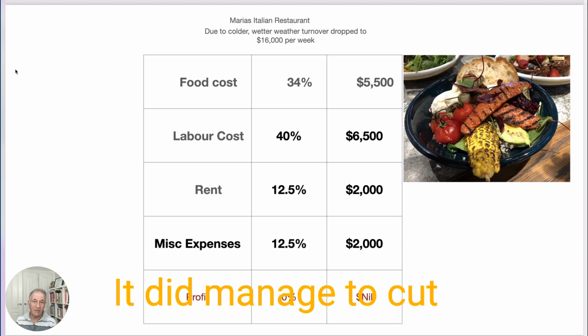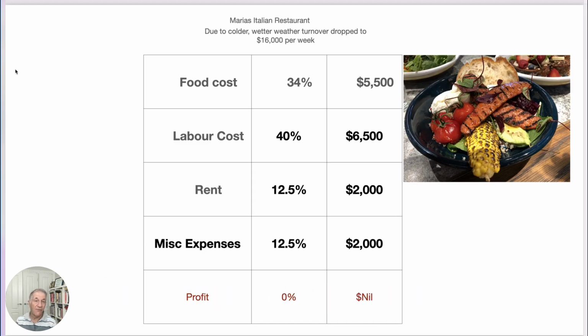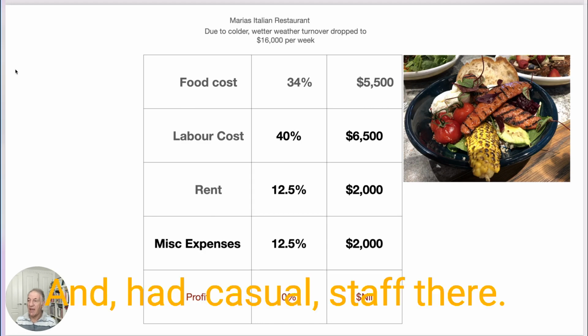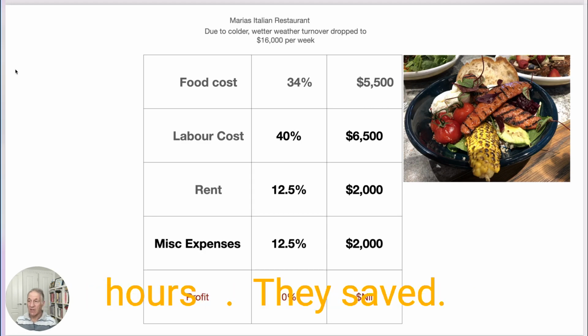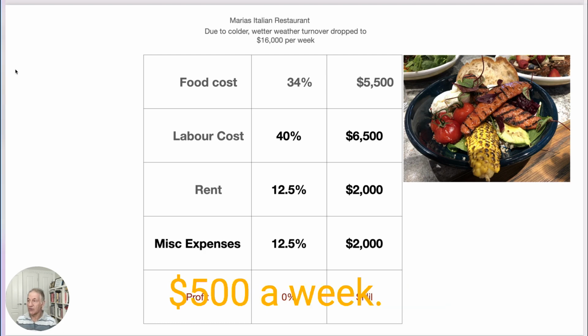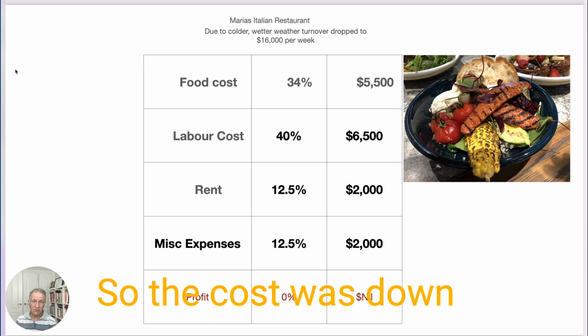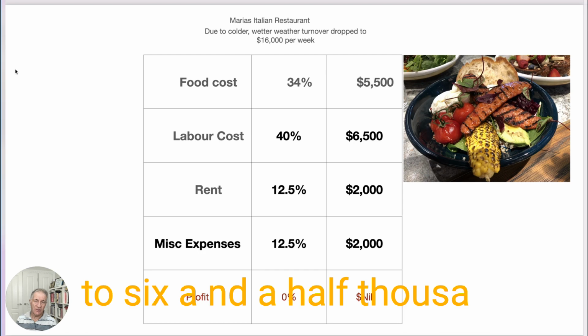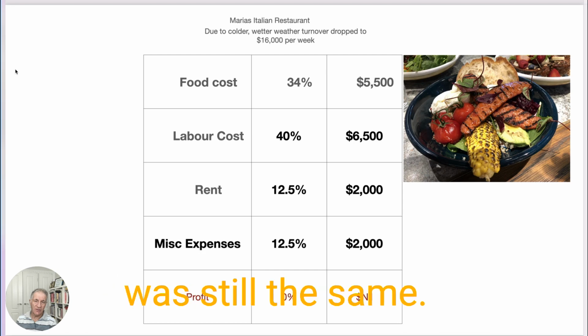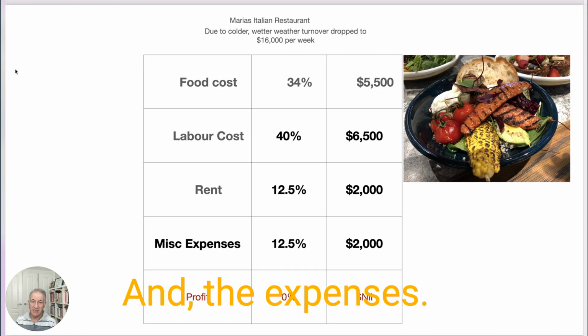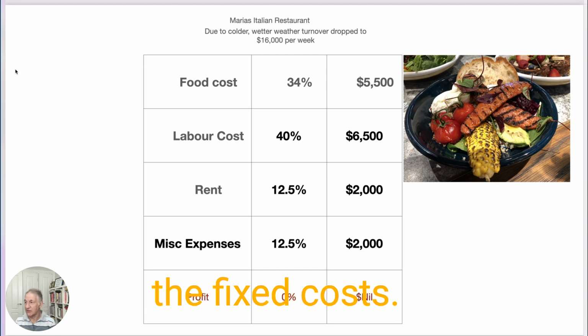They did manage to cut back their purchases by $500 a week, and had occasional staff where they could reduce hours. They saved $500 a week. So the food cost was down to $5,500 and labor down $500 a week. Rent was still the same, and the expenses are still the fixed costs.